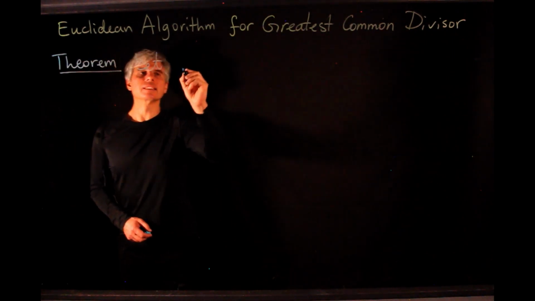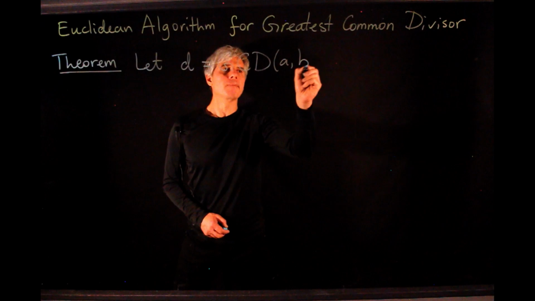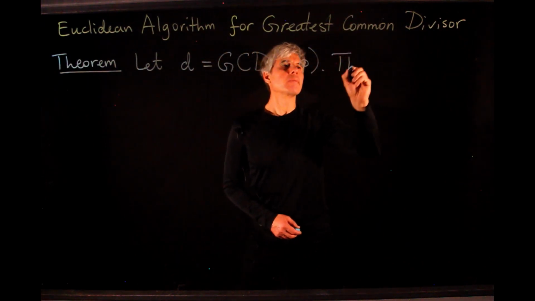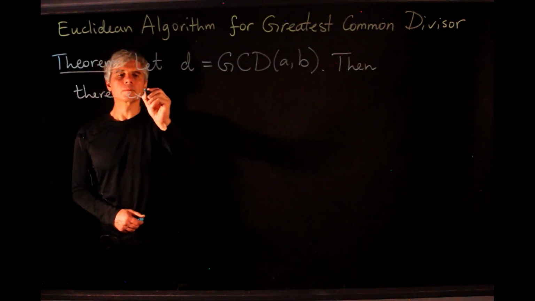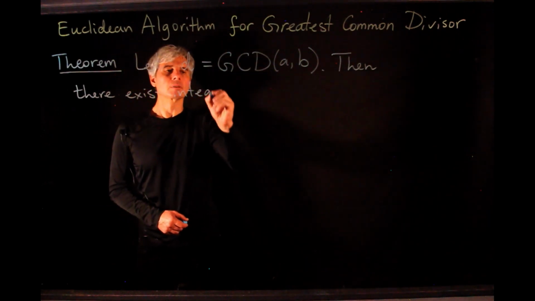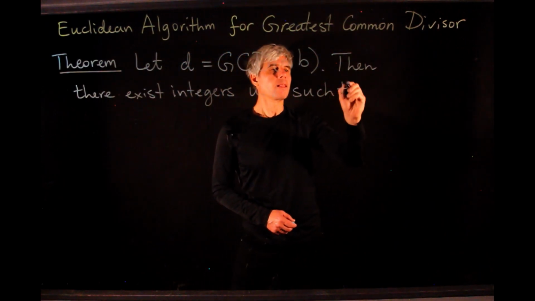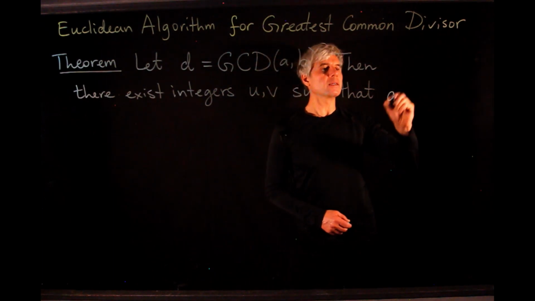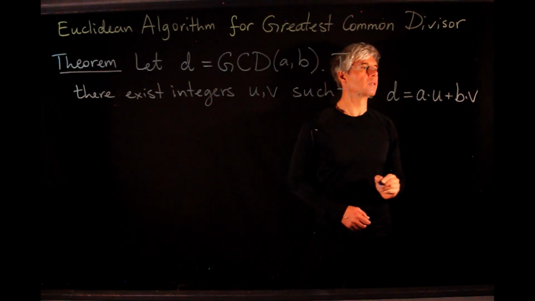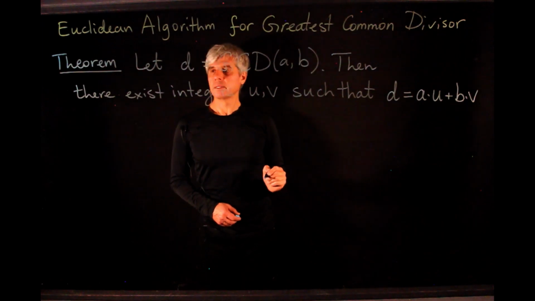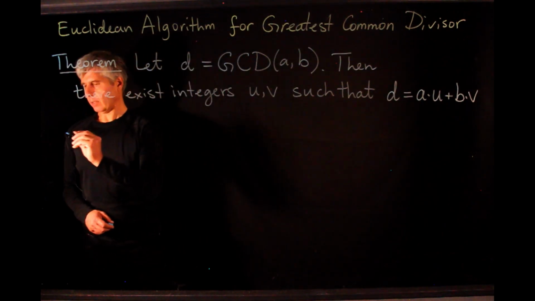Let D be the greatest common divisor of A and B. Then there exist integers U and V such that D is equal to A times U plus B times V. Now, this is not obvious at all. So let's look at an example.